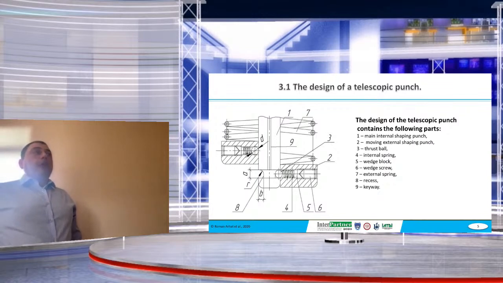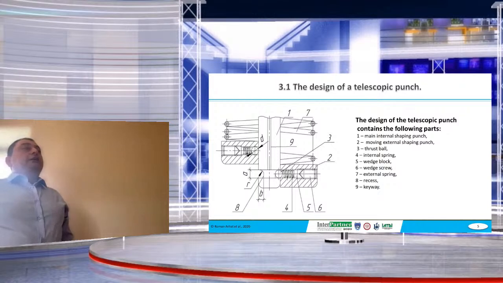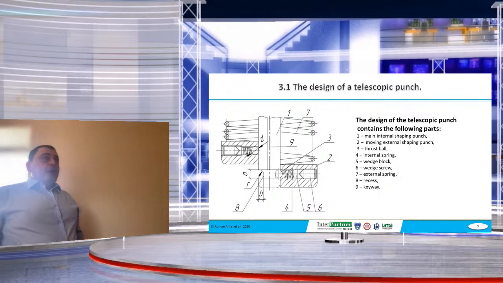pressure of spring 4. After this, the shape is changed only by the internal punch, since the outer part will stop and slide along the surface of the internal punch and the key, which is installed in keyway 9 on the internal punch. During the reverse stroke, the external punch returns to its original position under the action of the force of spring 7.